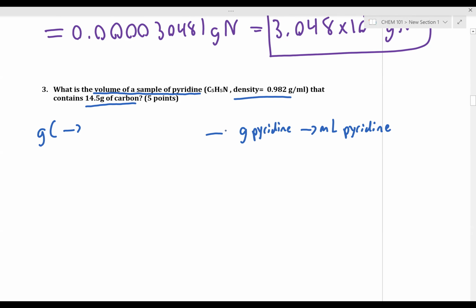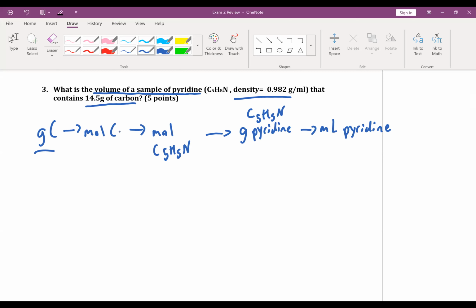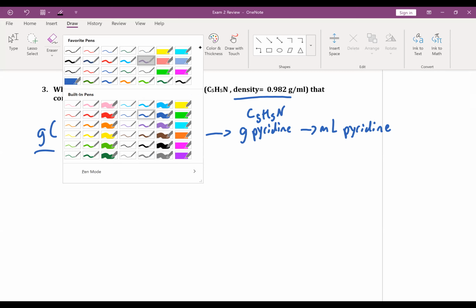Okay, and now where are we going to get the grams of pyridine, which is C5H5N? Where do we get the mass of something from? Moles, exactly. So we're going to need the moles of pyridine, which is C5H5N. And where do we get the moles of pyridine from? If we're starting from the grams of carbon, what's our stepping stone? Yeah, exactly. Okay, perfect. So now we're ready to execute on this.